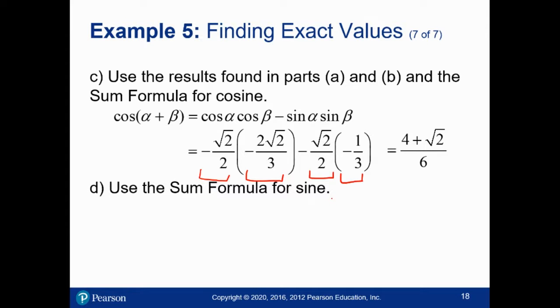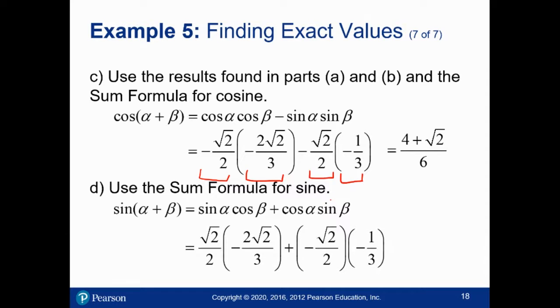And for part D, we would use the sum formula for sine. It's more or less the same thing, just with different pieces in different places, but it's a very similar process. So we substitute in all the values we know and got that right there.